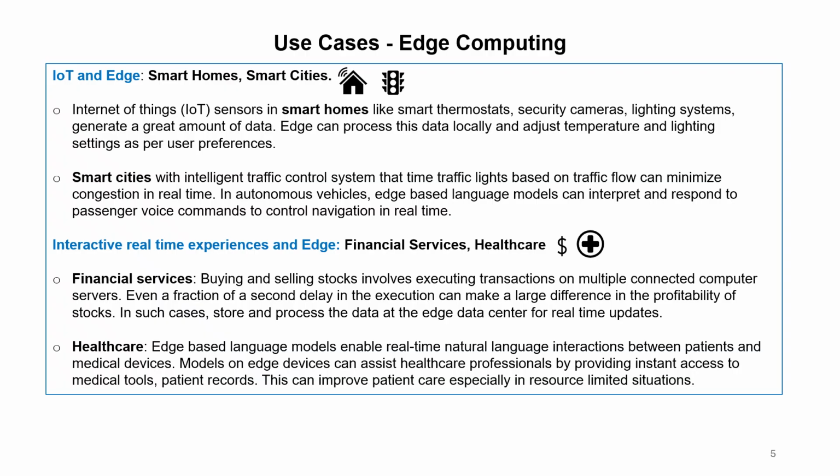Small smart cities with intelligent traffic control system that time traffic lights red, yellow and green for 30 seconds or 60 seconds based on traffic flow can minimize traffic congestion in real time. In autonomous vehicles, edge-based language models can interpret and respond to passengers' voice commands to control navigation in real time.